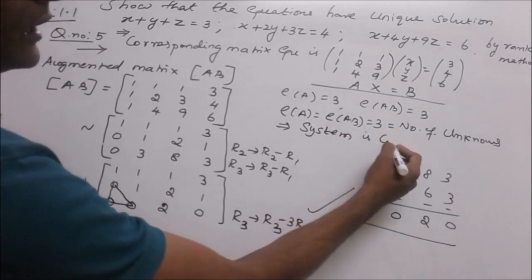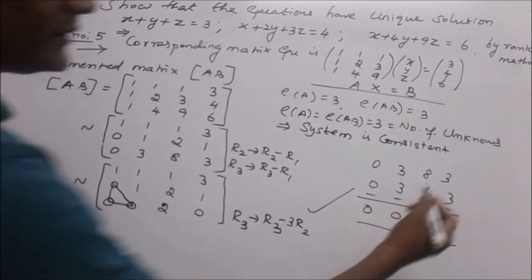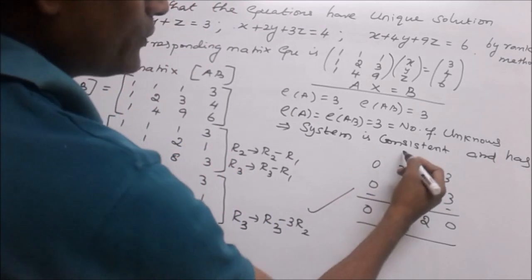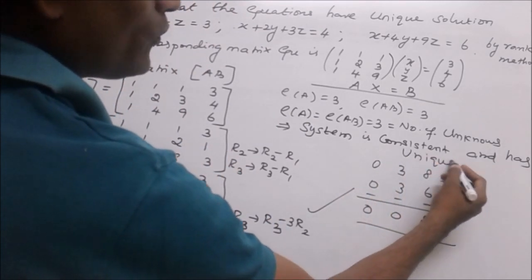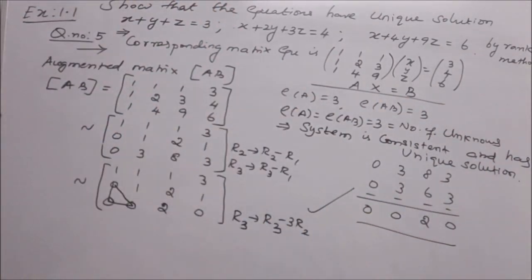and has a unique solution. How to find that unique solution?